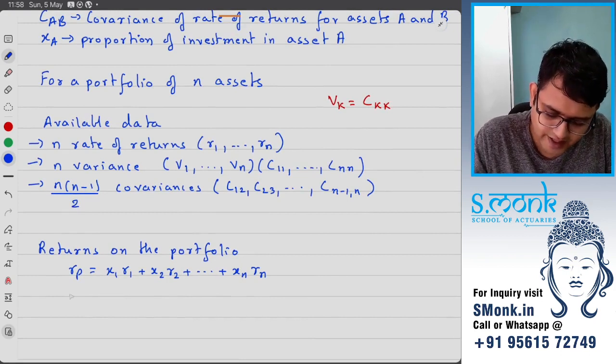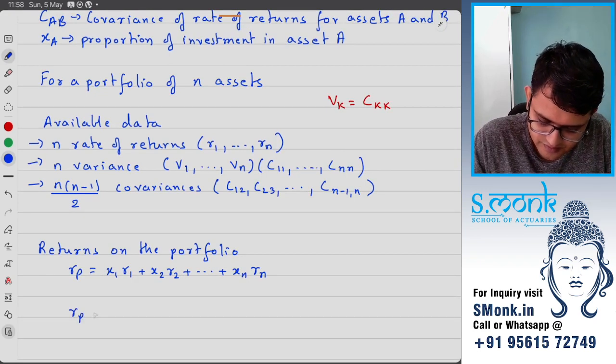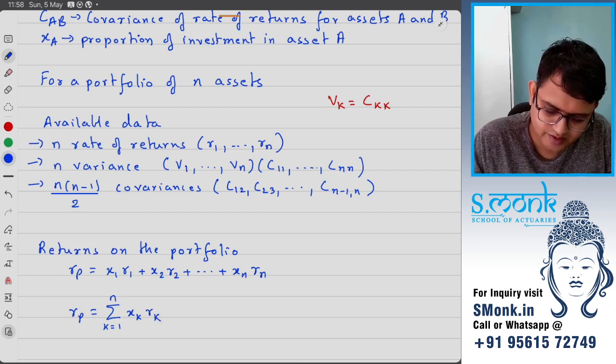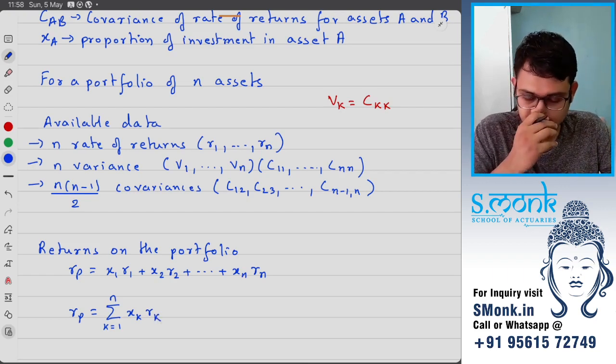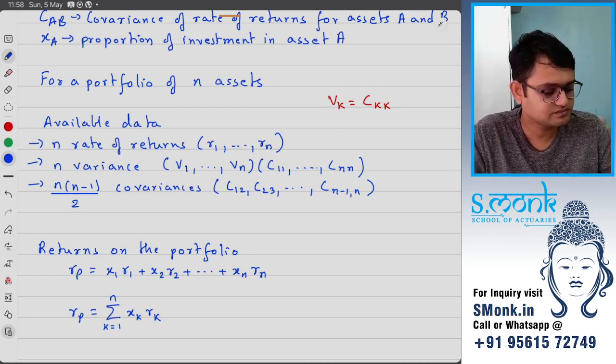I can write this as RP is nothing but summation k going from 1 to n of xk rk. Any problem here?